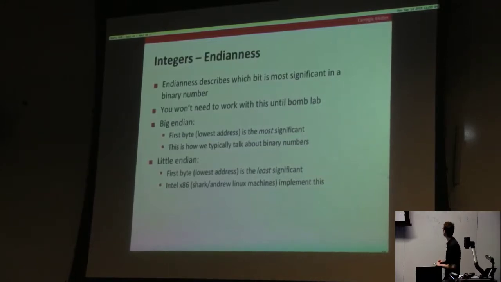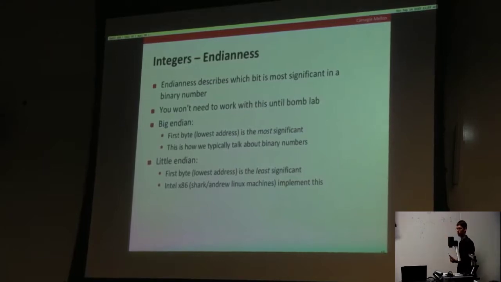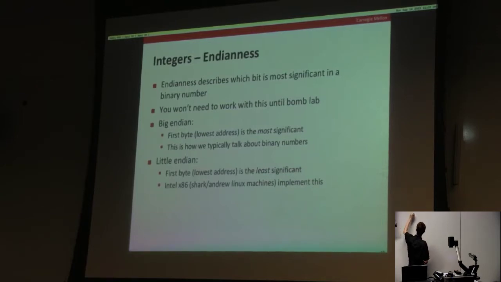So what does endianness mean? Say we had a number. Does everyone have this written down if they want it? Okay, so say our number is like 0x12345678. So we've got this 4-byte number, 1, 2, 3, 4 bytes. And we're going to store it in memory. And we want to know the difference between what it looks like in little endian and big endian.